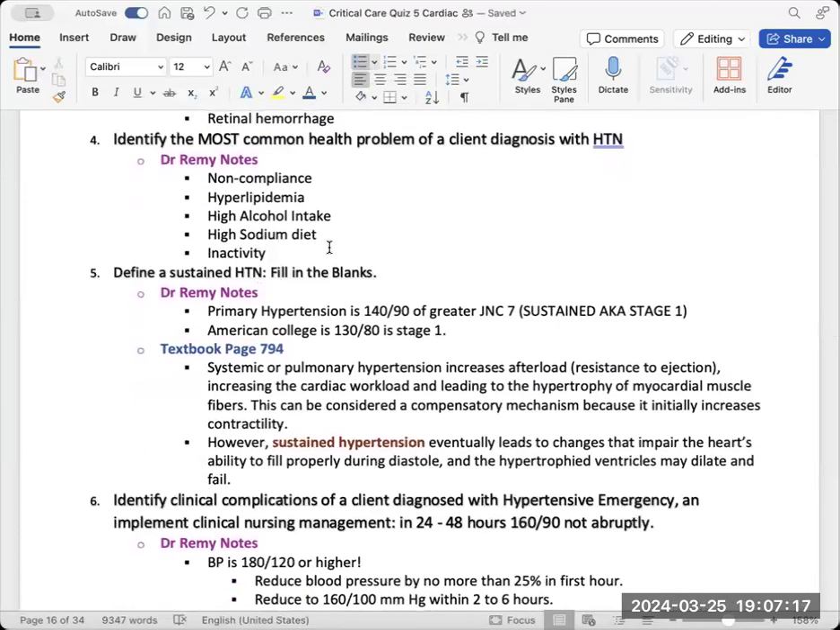The next question is to identify the most common health problems of a client diagnosed with hypertension. So, right, non-compliant. I think of this like dietary and lifestyle things. So, what would be common reasons? Well, if someone is overweight and not taking care of weight reduction, that will cause hypertension, right? If they're not eating properly, a high salt diet, that will cause hypertension. If they're not being active, that will cause hypertension. If they chronically use tobacco and smoke a lot, that will cause hypertension. If they have hyperlipidemia, that can also cause hypertension. And if they're just non-compliant.